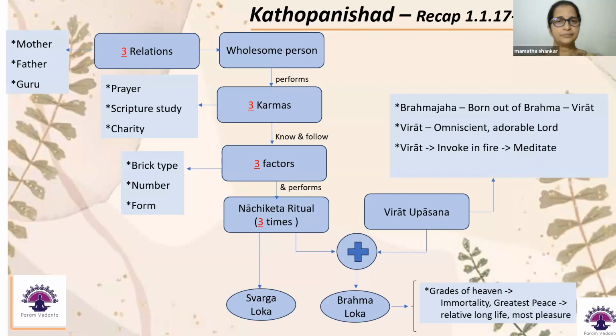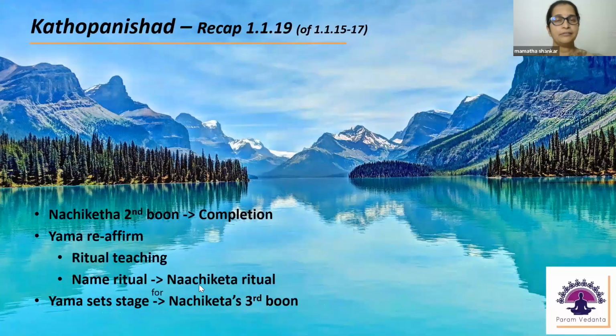In the next slide, and the last one, with the next mantra, that is the 19th mantra, Nachiketa's second boon comes to completion. Yama reaffirms teaching the ritual and naming the ritual after Nachiketa as Nachiketa ritual or Nachiketagni, and asks Nachiketa to ask for his third and last boon as he had promised, which is addressed in the next, that is the 20th mantra, which we will be seeing in the class.